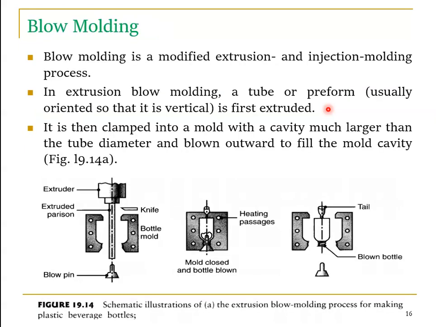So the next process is blow molding. This is similar to blowing air into a balloon, right? Blow molding is a modified extrusion and injection molding process. So it combines these two processes, modified extrusion and injection molding.